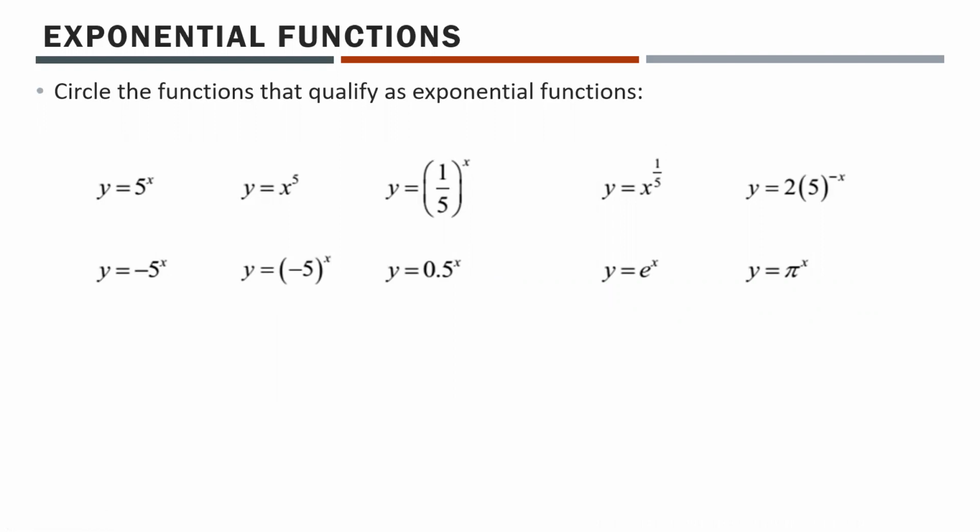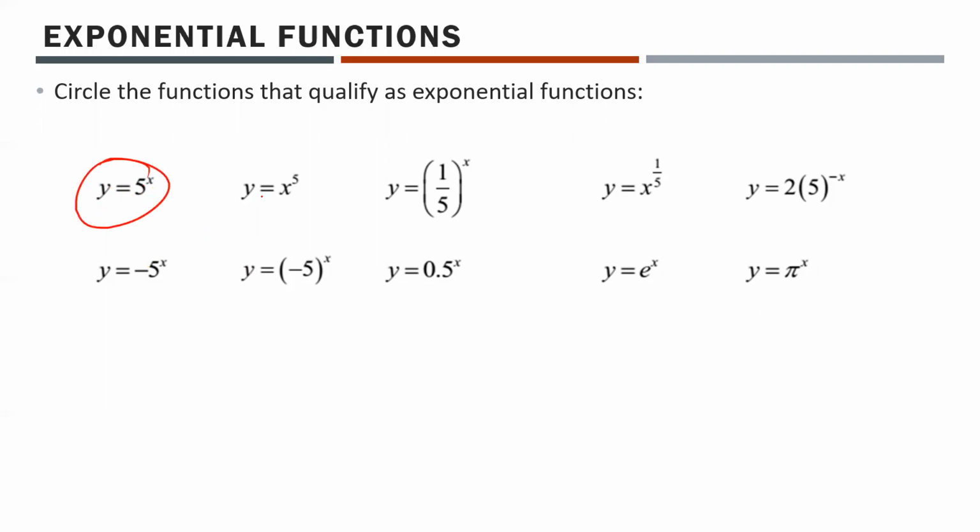First thing here, circle the functions that qualify as exponential functions. This might seem like baby food, but we're going to do it anyway because it's important to understand what is and what is not an exponential function. I'm going to run through this, starting top left and working to the right, then the second row. This very first one, y is equal to 5 to the power of x. x is the exponent. I see no reason why that's not an exponential function, so I'll circle it.